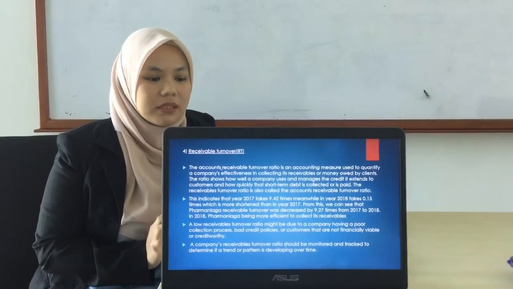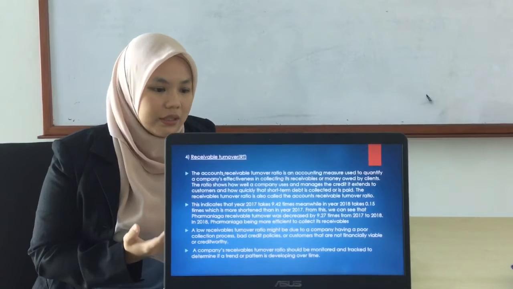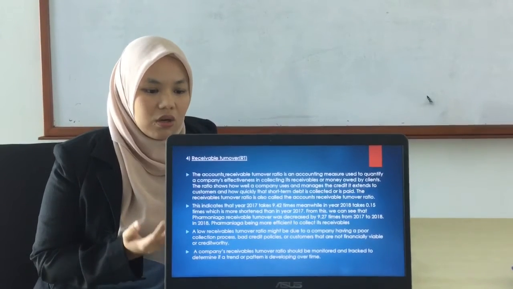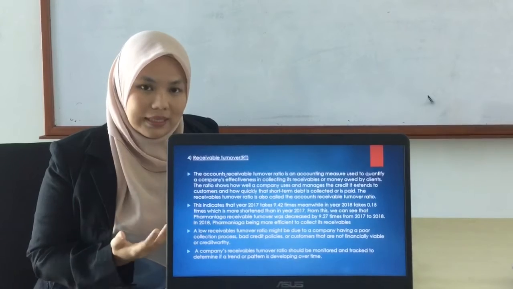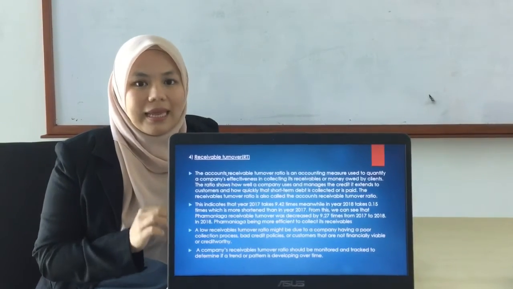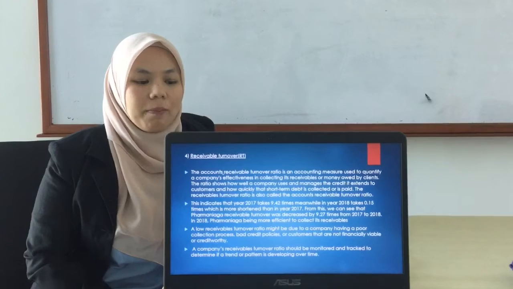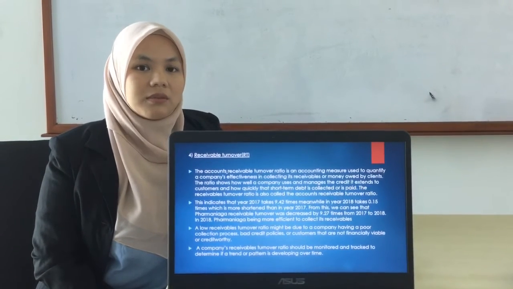A low receivable turnover ratio might be due to a company having poor collection periods, bad credit policies, or customers that are not financially viable or creditworthy. A company's receivable turnover ratio should be monitored and tracked to determine if a trend or pattern is developing over time. This is how to maintain a receivable turnover.